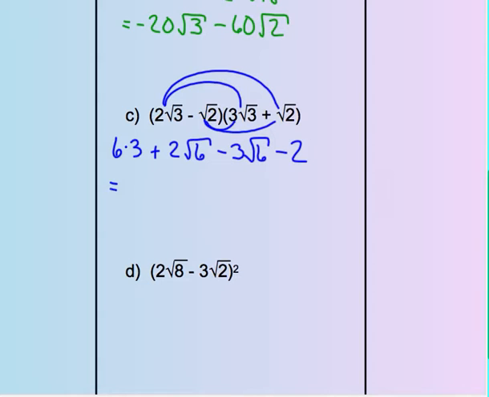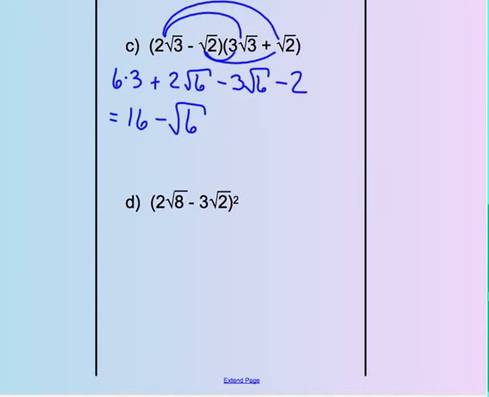Combining my like terms, 6 times 3 is 18, minus 2 is 16. And my two terms in the middle are like terms because the number of the radical is the same. 2 minus 3 is negative 1. So I have 16 minus the square root of 6.